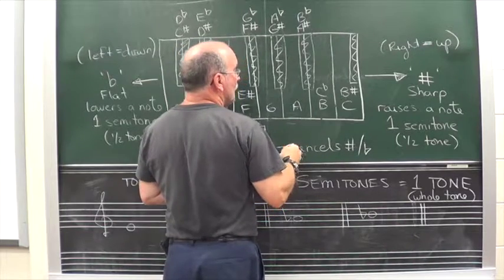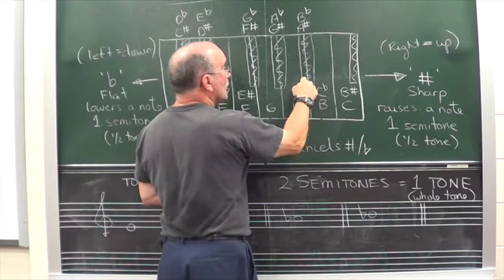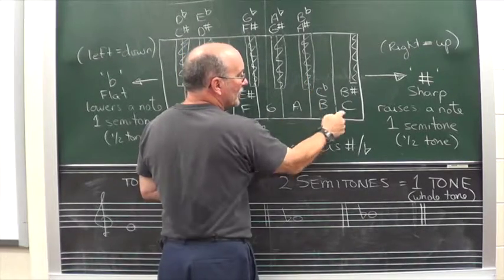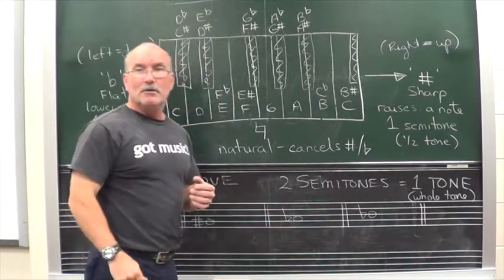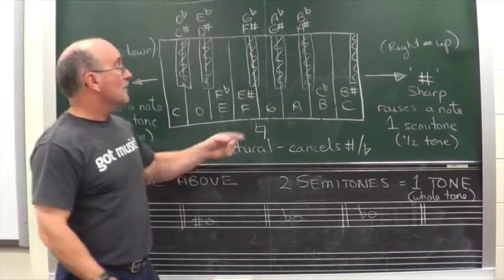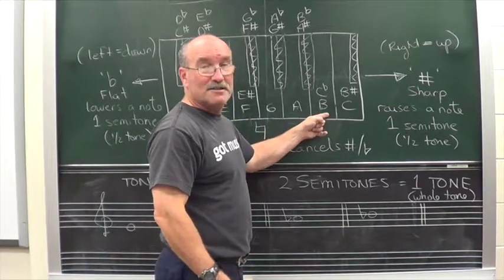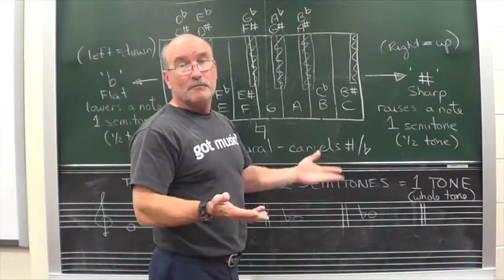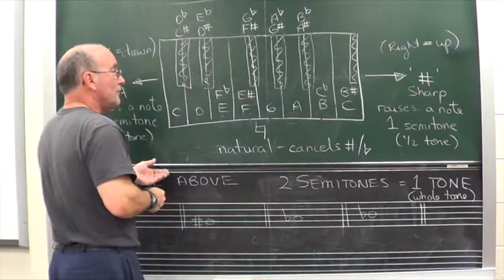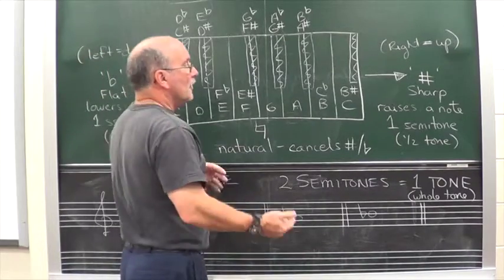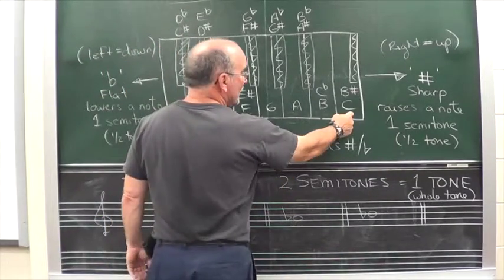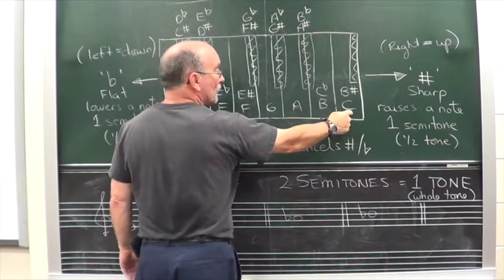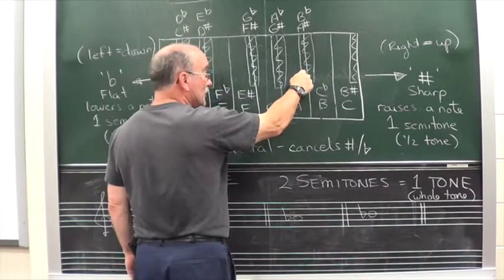However, if we were going from A sharp, otherwise known as B flat, and we were going up, then the note C would be a tone, because from B flat to B is a semitone, to C is another semitone. Two semitones make a tone. Now if we're going backwards, C to B is a semitone, to B flat would be a tone. So C to B flat going down would be a tone.